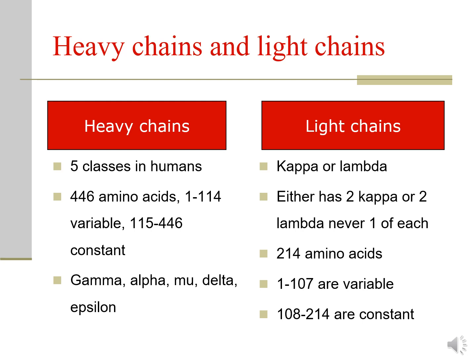The light chains are either kappa or lambda. You either have 2 kappa or 2 lambda. You never have one of each. And there's 214 amino acids in the light chains. 1 through 107 are variable, and 108 through 214 are constant.